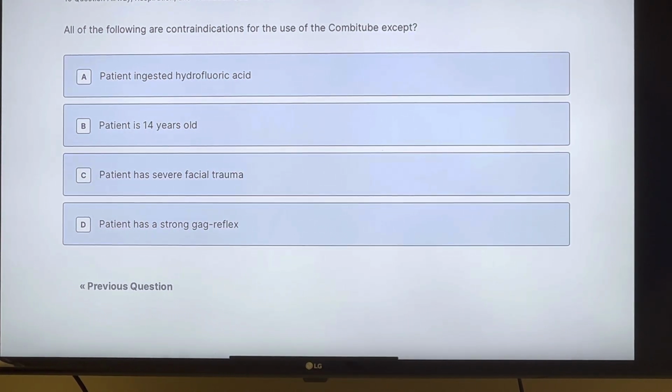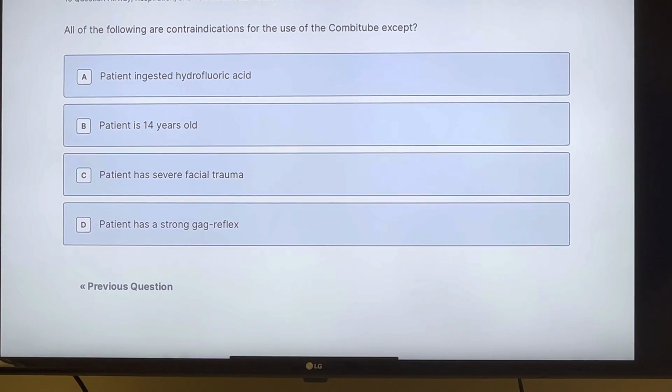All of the following are contraindications for the use of a combi tube, except: A says patient ingested acid. B, patient is 14. C, patient has severe facial trauma. D, patient has a strong gag reflex.